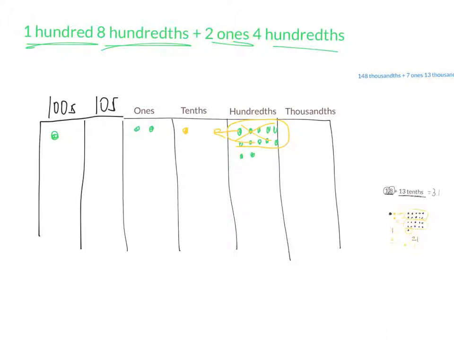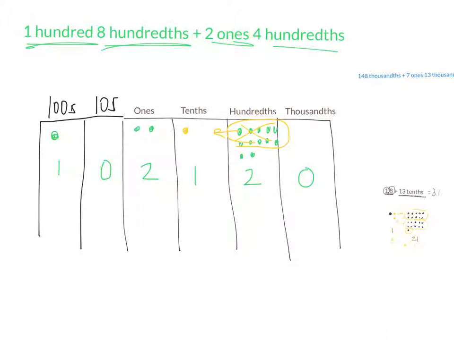How many hundredths do I have? Everyone, how many hundredths do I have? Two. How many hundreds do I have? One. How many tens do I have? Zero. How many ones do I have? Two. How many tenths do I have? One. How many hundredths do I have? Two. How many thousandths do I have? Zero. So is my answer 102120?